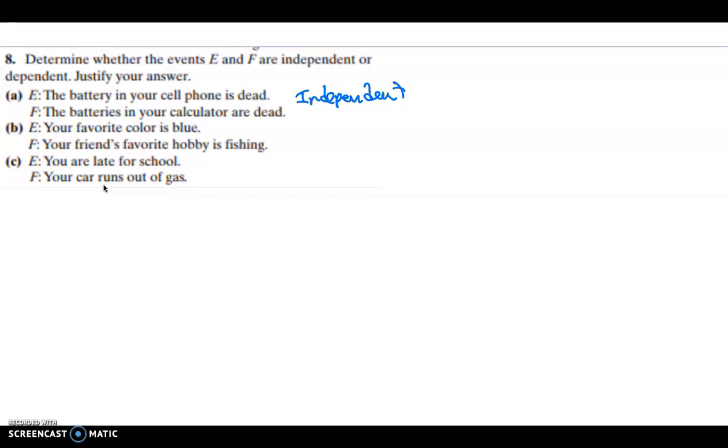Okay, the second one, your favorite color is blue, and your friend's favorite hobby is fishing. Your color is not going to affect your friend's hobby of fishing. So those would be independent as well. And then part C, you are late for school and your car runs out of gas. These would most likely carry some dependence. So we call these dependent because if you're late for school and your car runs out of gas, there's a good chance that one is dependent upon the other. If your car runs out of gas, you're probably going to be late for school.